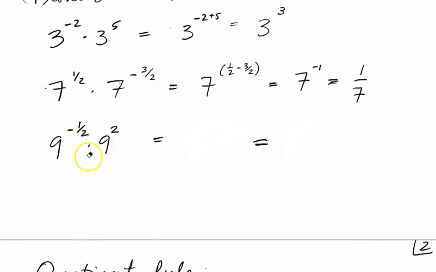9 to the negative 1/2 times 9 squared. We've got a common base, so it's going to be 9 to the 2 minus 1/2, which would be 9 to the 3/2 power.